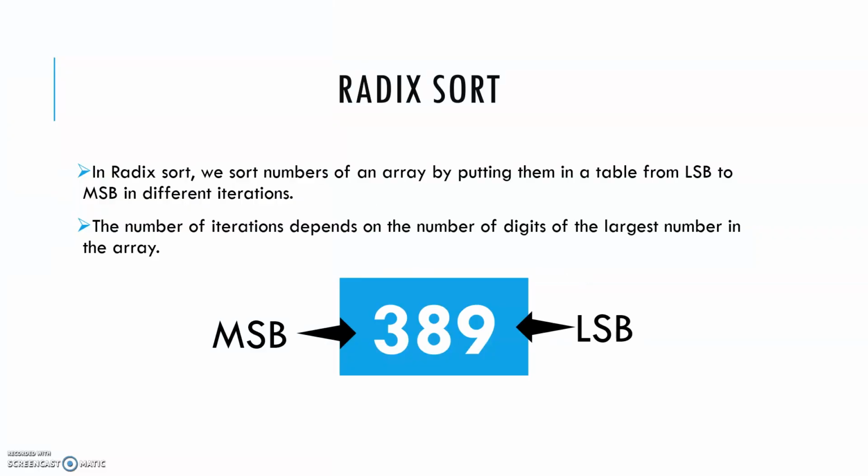Now let us move to our next sorting technique, which is Radix sort. In Radix sort, we sort numbers of an array by putting them in a table from LSB to MSB in different iterations. The number of iterations depends on the number of digits of the largest number in the array. For example, we are having a number 389, so 9 will be the least significant bit, which is LSB, and 3 will be the most significant bit, which is MSB.